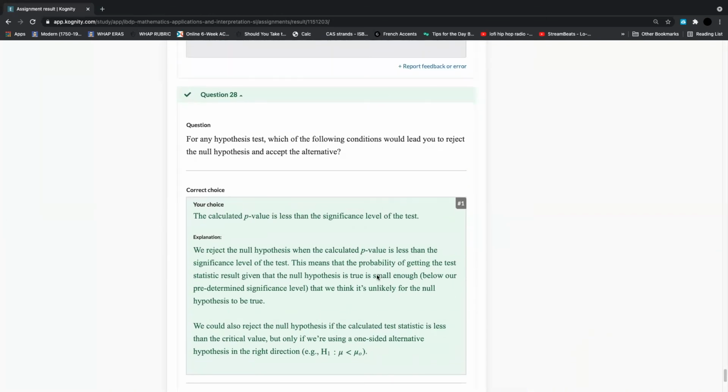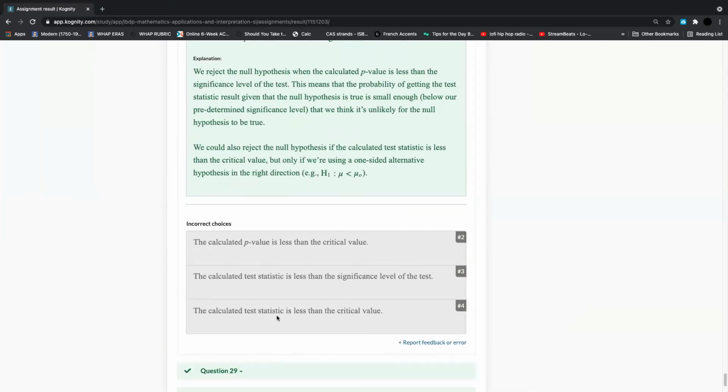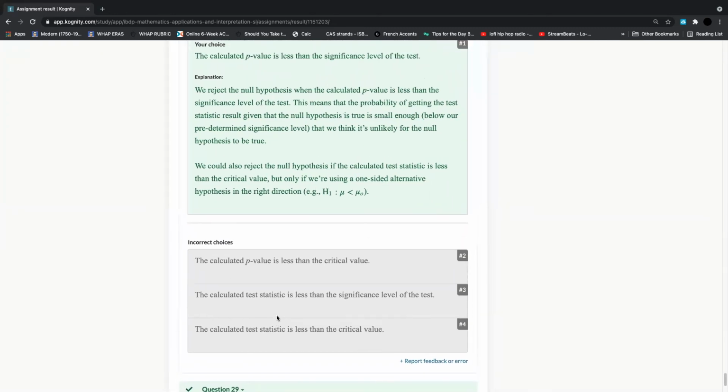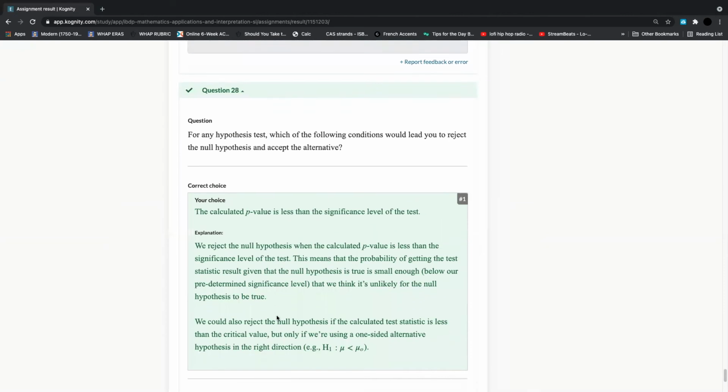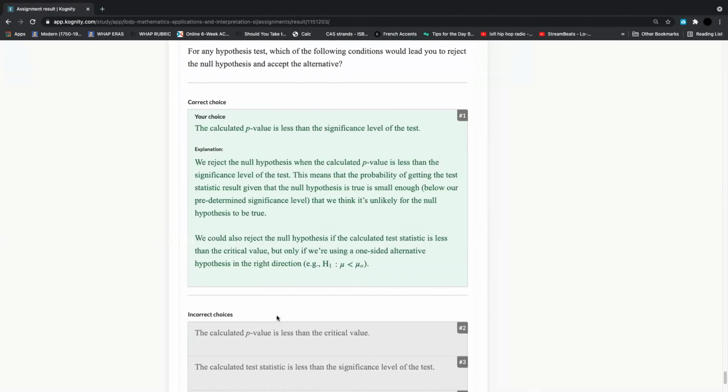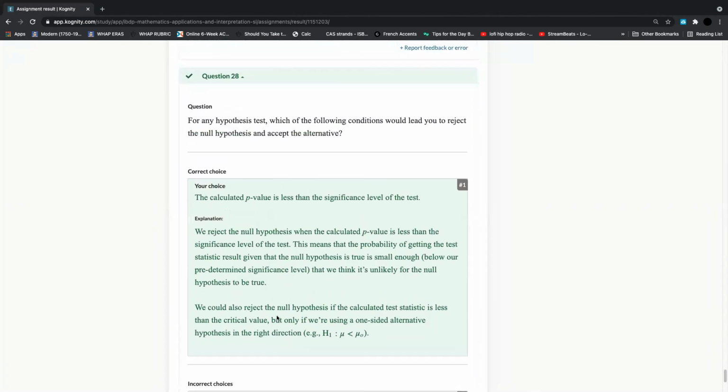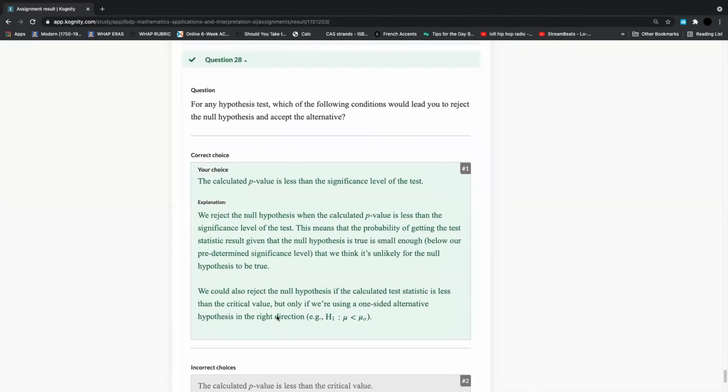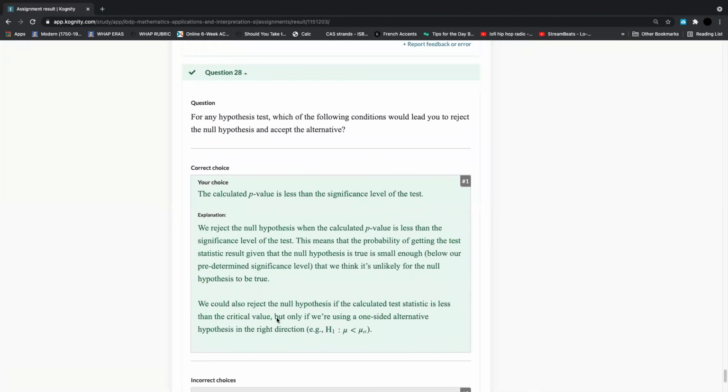So ultimately, the calculated p-value has to be less than the significance level of the test, or the calculated test statistic has to be greater than the critical value. It's so hard to talk through this unit. We've gone through so much practice. This needs to be ingrained into your minds by now. But honestly, I can't blame you if it's not. It's been rough.